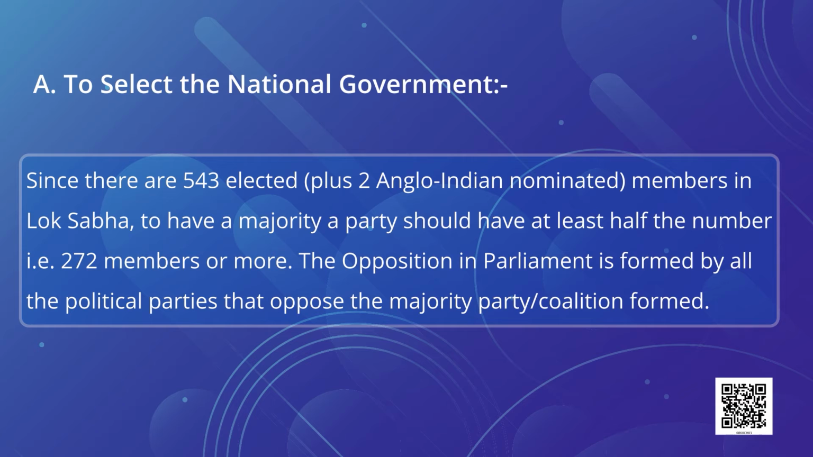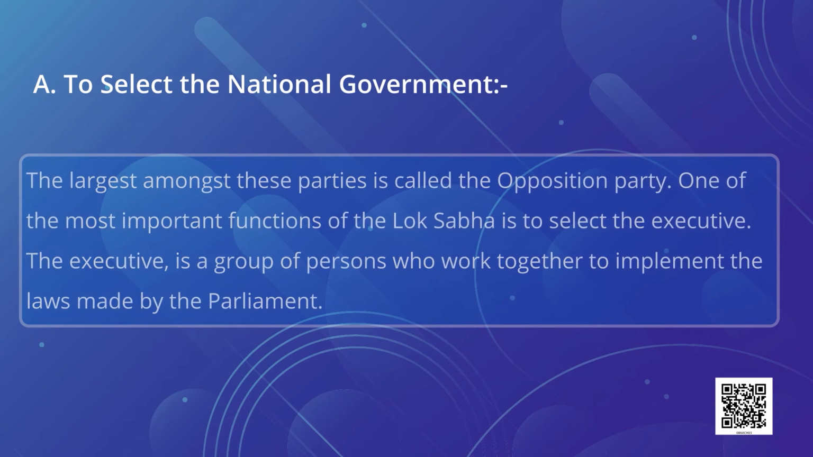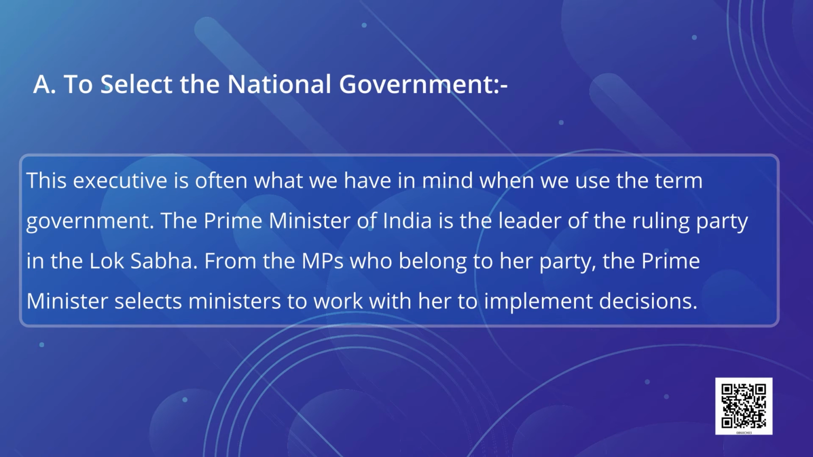The opposition in Parliament is formed by all the political parties that oppose the majority party or coalition formed. The largest among these parties is called the opposition party. One of the most important functions of the Lok Sabha is to select the executive. The executive is a group of persons who work together to implement the law made by the Parliament. This executive is often what we have in mind when we use the term government.